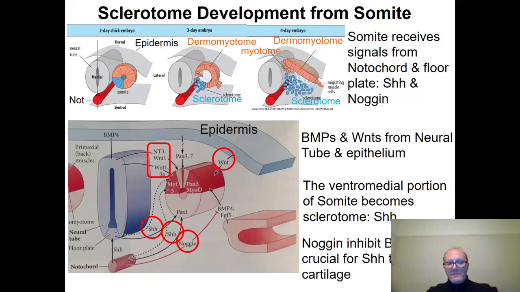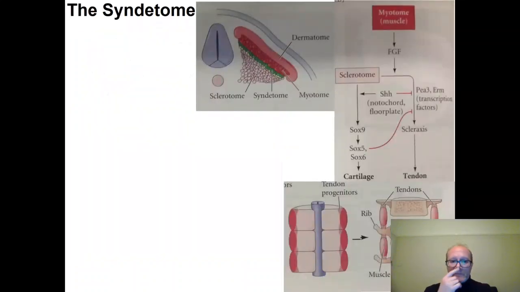Noggin is also important because it inhibits BMP4 signaling from the lateral plate mesoderm, and this is extremely important for the formation of the cartilage. In particular, SHH is important for the formation of the cartilage. Remember, the cartilage is actually part of the bone formation, and remember that the sclerotome forms basically bones.